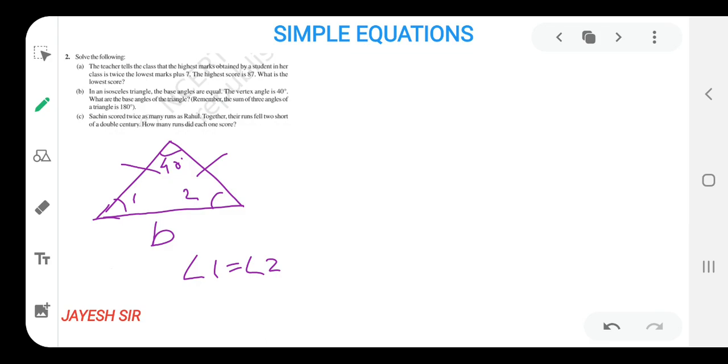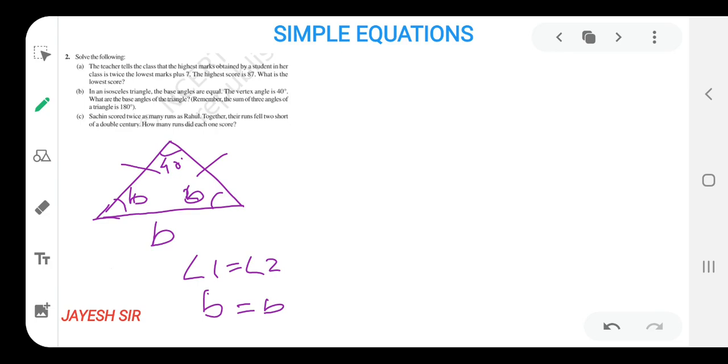Now the basic thing we know about a triangle is that the sum of all the angles is what? 180 degree. So what is the value of the base angle that is to be found? So let us form the equation. We can take the base angles as B and B, because they both are equal. Angle 1 equals B, angle 2 equals B. That means the value of each angle is B. Now we'll form the equation.